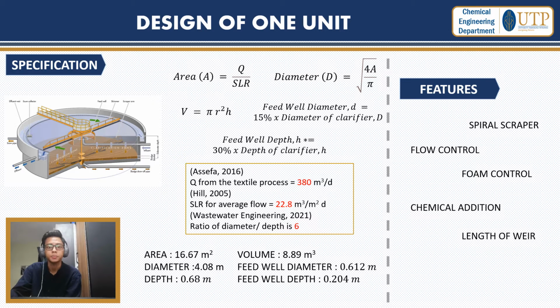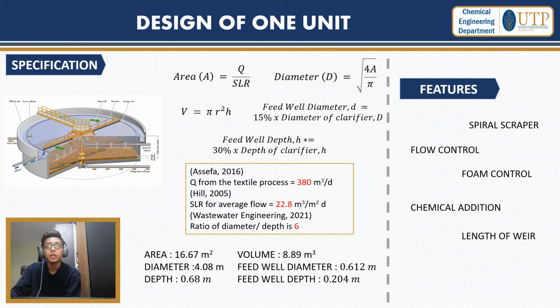So the calculated specifications are the area of 16.67 meter square, the diameter of 4.08 meter, the depth of 0.68 meter, the volume equal to 8.89 meter cube, and then for the inlet we have the feed well diameter of 0.612 meter, and lastly we have the feed well depth of 0.204 meter.